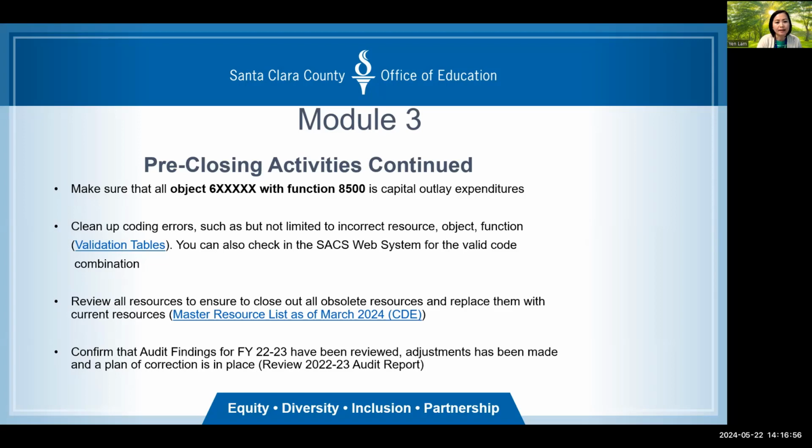The next item we want to look at is resource, to close out all obsolete resources and replace them with the current resource. You can also use the master resource list as of March 2024 from the CDE website. We included a link in here. And the next item we want to look at is the audit finding for 2022-23. Make sure that you review your audit finding, do any adjustment, and make a plan of correction so that you don't have the repeated error in future years. Your resource will be your 22-23 audit report. Next slide, please.